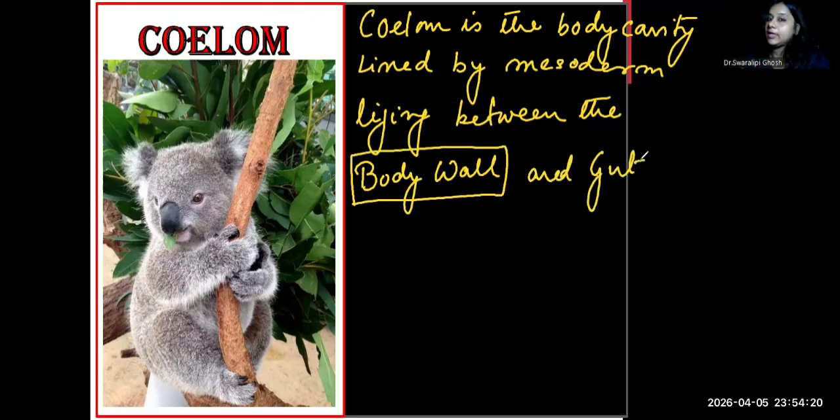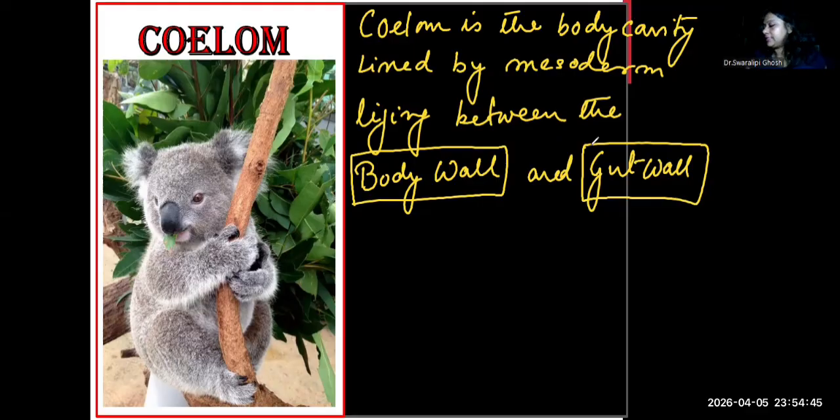Just now I've told you the gut wall is usually lined by endoderm. Now you have the gut wall and the body wall. In between these two, you have a space. You have a cavity which is usually filled with the coelomic fluid. So that cavity, we will be calling it as the coelom. Okay, done. So you've understood.